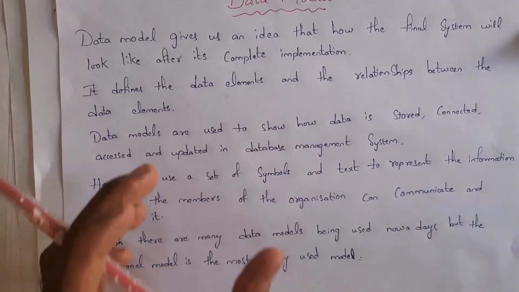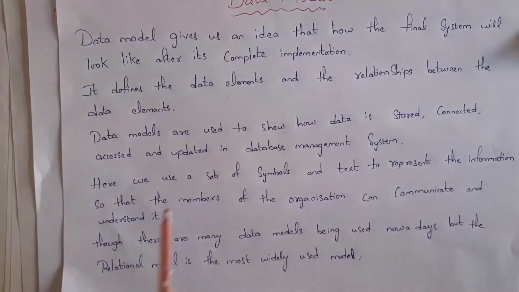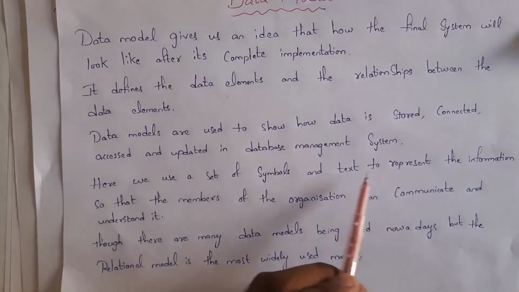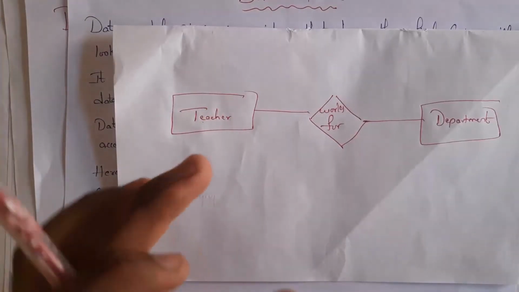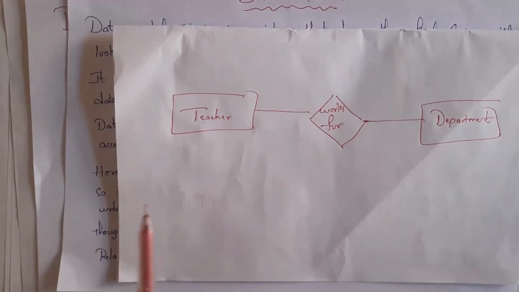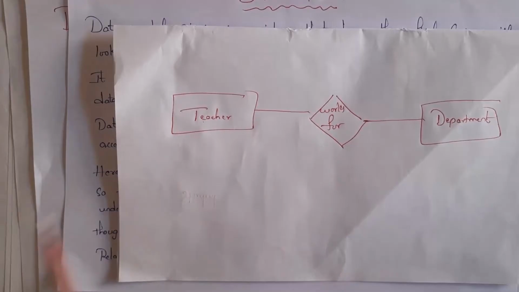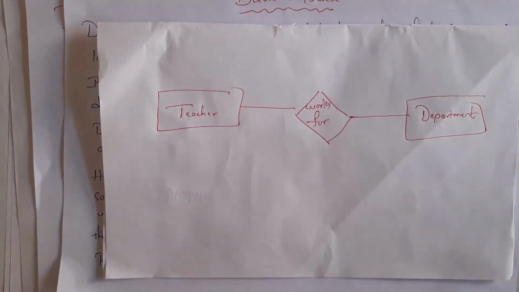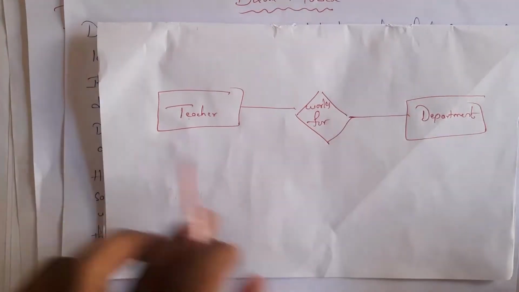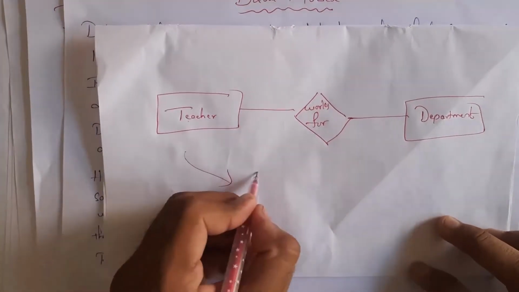Data models are used to show us how data is stored, connected, accessed and updated in a database management system. Here we use a set of symbols and text to represent the information, so that the members of an organization can communicate and understand it. In this example, I am using both a rectangle and a rhombus, and I am also using text, that is teacher, works for and department. So we use both symbols and text. Once you see this model, you can easily understand. We call it an ER model.